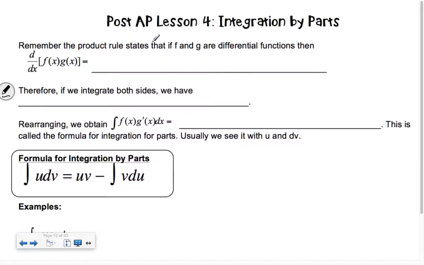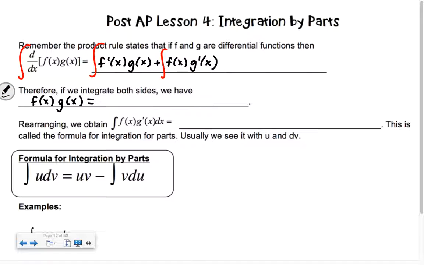So it says the derivative of f of x times g of x, that's the product rule. So it's going to be f prime of x times g of x added to f of x times g prime of x. We all know that. Therefore, if we integrate both sides, we end up getting f of x times g of x, because we're integrating this part, and we'll bring that integral sign in, equals the integral of f prime of x g of x added to the integral of f of x g prime of x.